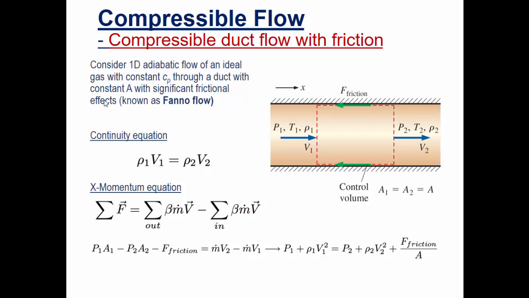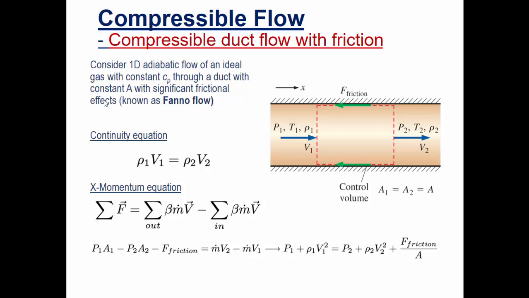For compressible duct flow with friction, we are considering a few equations. One is the continuity equation, which involves the density, cross-sectional area, and velocity. In this case, we have a constant cross-sectional area, so the cross-sectional area factor is negligible.